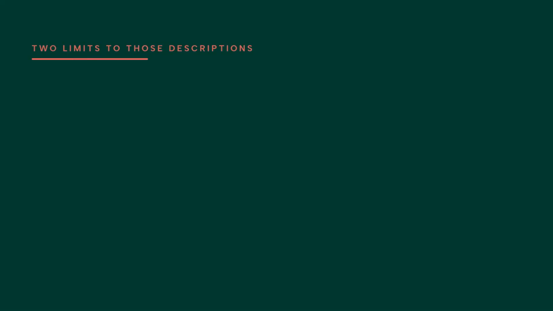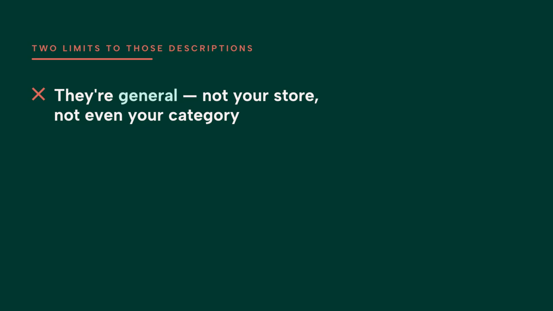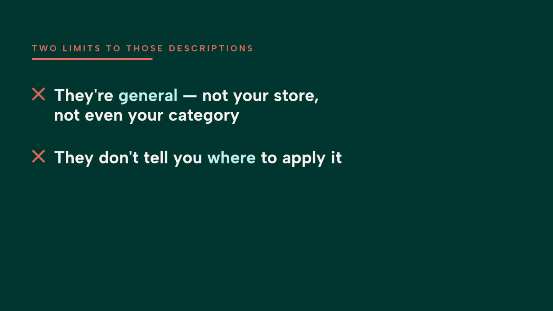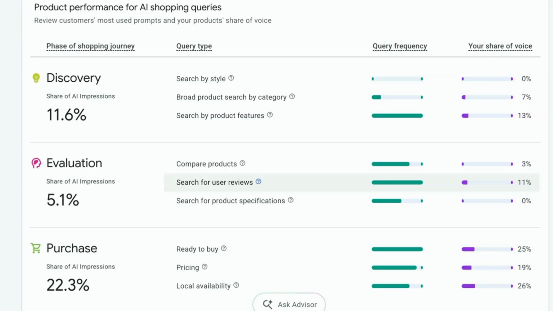There are 2 limits in those descriptions, as you can guess. They are general, so they're not specific to your store or even your category, and they don't tell you where to apply the insight, because there are several possible places. I'll come back to that. I read this section in a simple way. Find the query types with the highest frequency, where your share of voice is lowest, and start there. For this store, purchase is already strong, so discovery and evaluation are where the work is.